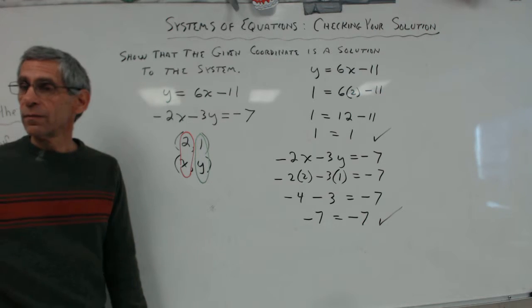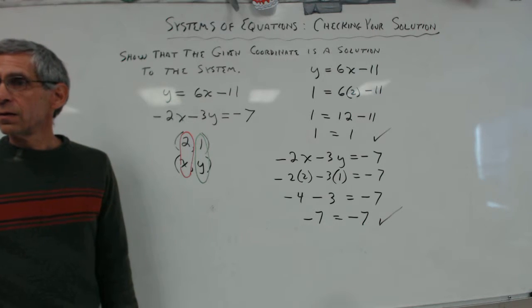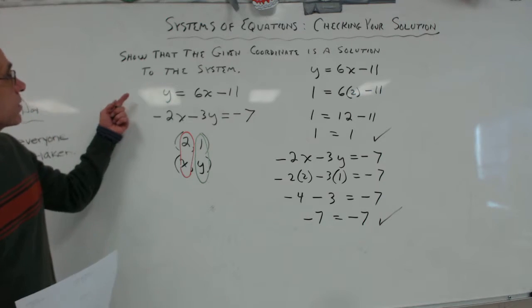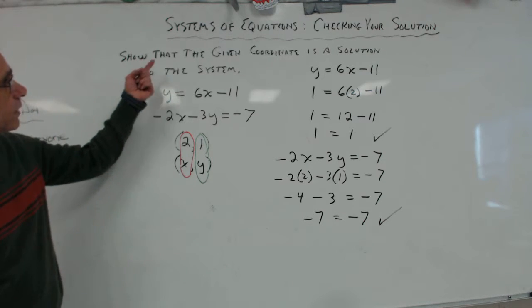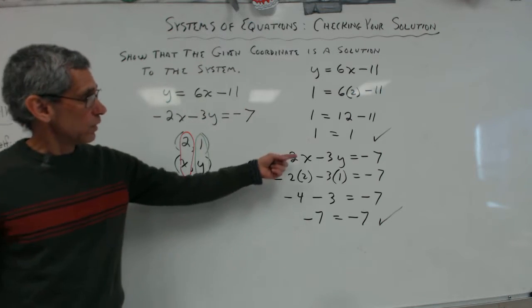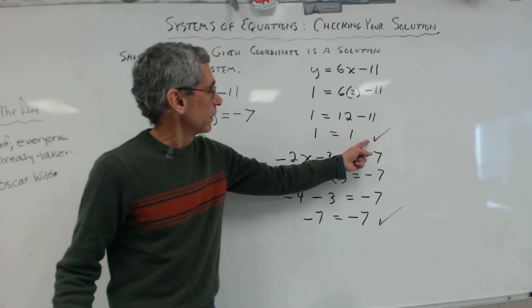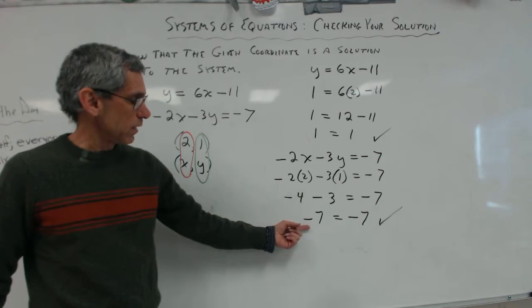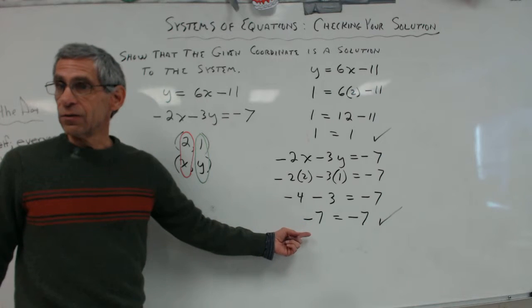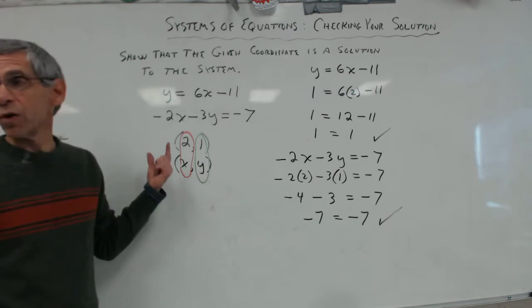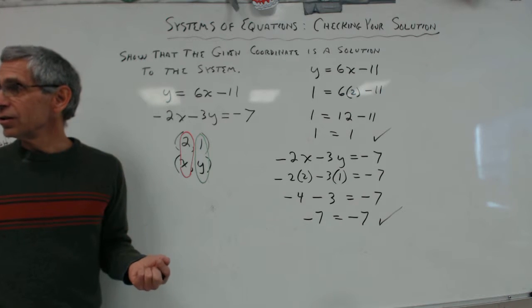Question? What if the solution isn't correct? Would you have to resolve the original problem? No, in this case, all it's saying is show that the given coordinate is a solution to the system. We just showed it. We plugged it into this one and checked it and said yes and yes. Now, if this came out to be 11 equals negative 7, then I would say the given coordinate is not a solution to the system.